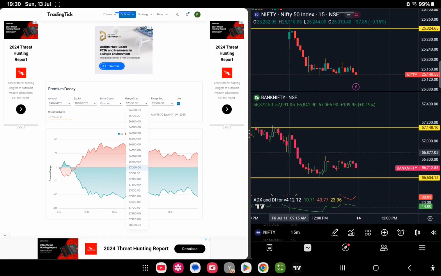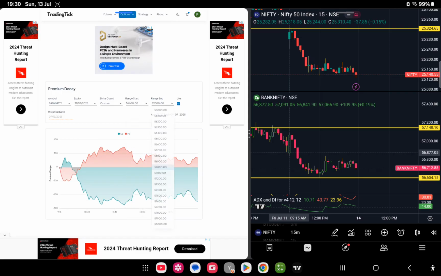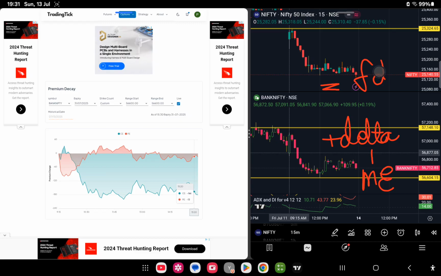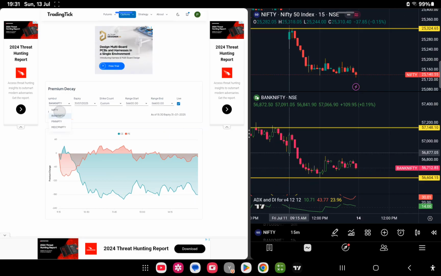Now let's take the 56,600 strike and see how it has performed. Here also sellers were winning from the start because the move was very slow, and Bank Nifty has more delta value because this is a monthly expiry. Nifty has faster decay while Bank Nifty has slower decay. That reflects in our chart.